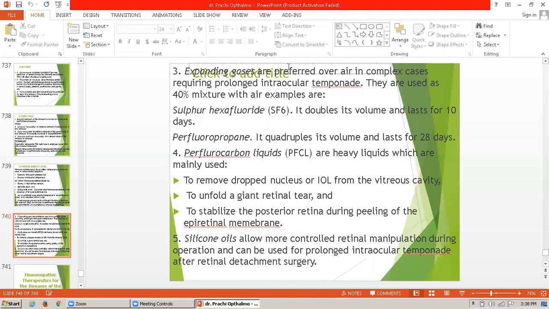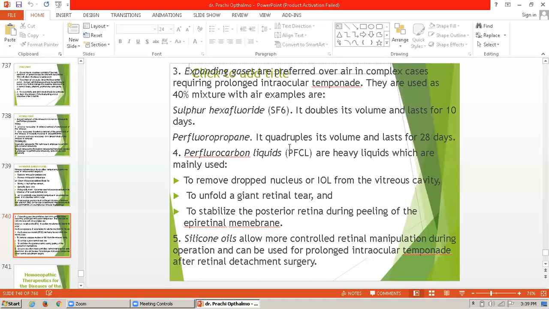Third, expanding gases are preferred over air in complex cases requiring a prolonged intraocular tamponade. They are used as a 40% mixture with air. Examples are sulfur hexafluoride, that is SF6, which doubles its volume and lasts for 10 days, and perfluoropropane, which quadruples its volume and lasts for 28 days.